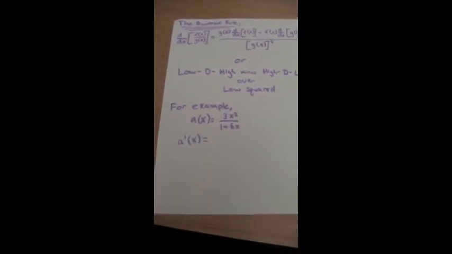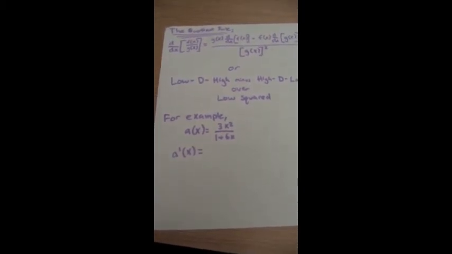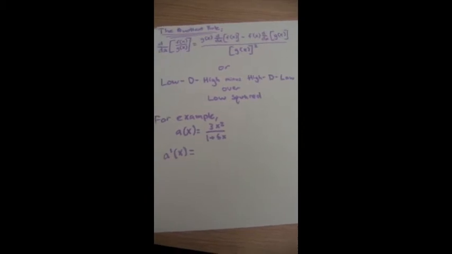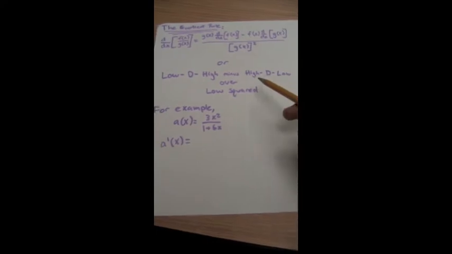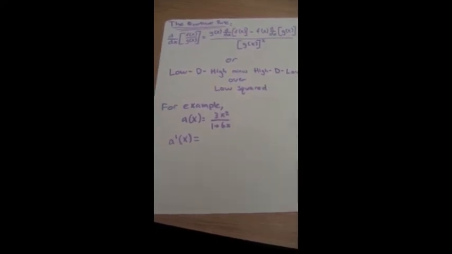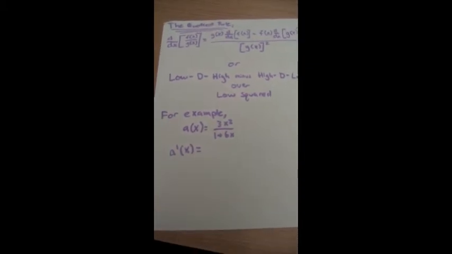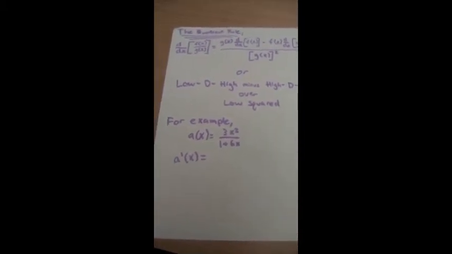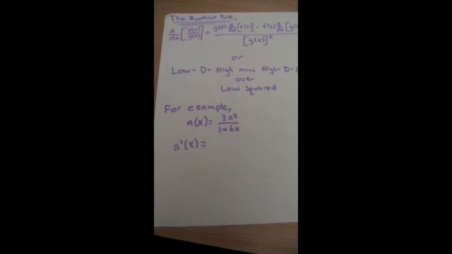The third rule for derivatives is the quotient rule. Here's the formula at the top. It's kind of an eyeful. It's a lot to read, but it's really simple if you just think of this little catchy phrase: low d high minus high d low over low squared. So, using that, let's just do this pretty simple problem. 3x squared over 1 plus 6x, you're trying to find the derivative.